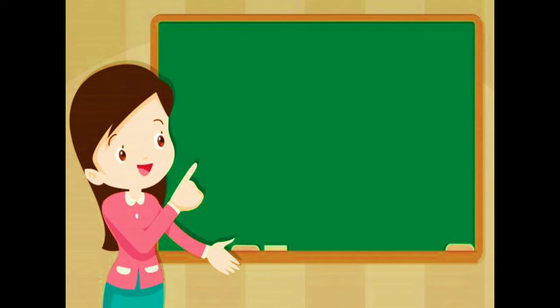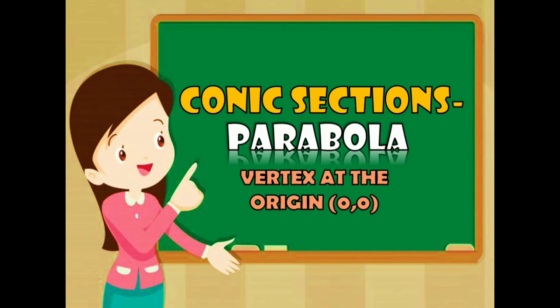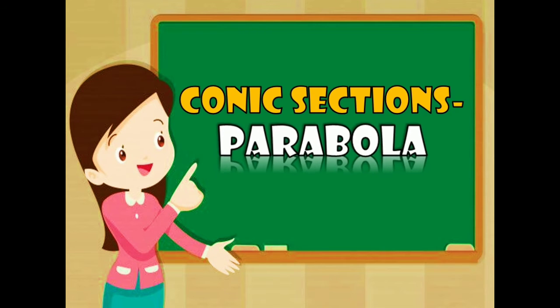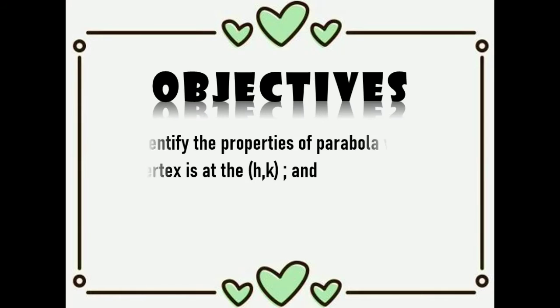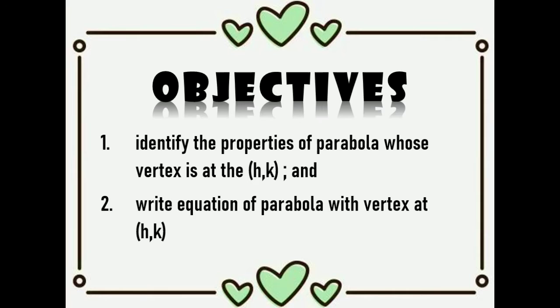From the previous video, I've discussed conic sections, the parabola whose vertex is at the origin. For today's video, I'm going to discuss the parabola whose vertex is at (h, k). Our objectives for this discussion are to identify the properties of a parabola whose vertex is at (h, k) and write the equation of a parabola with vertex at (h, k).